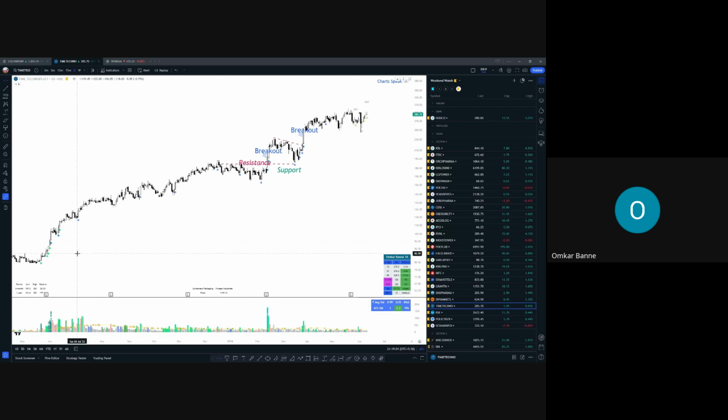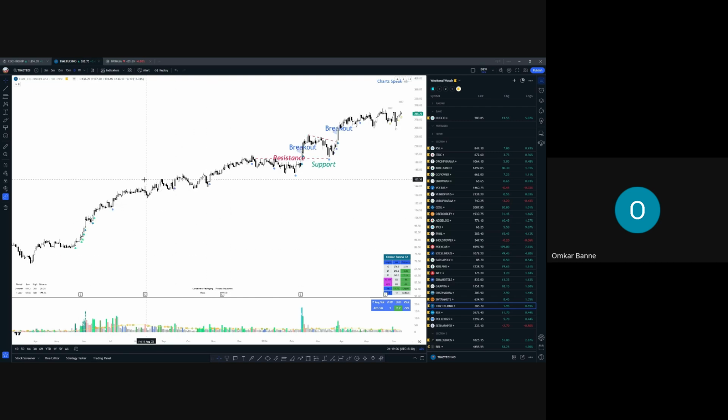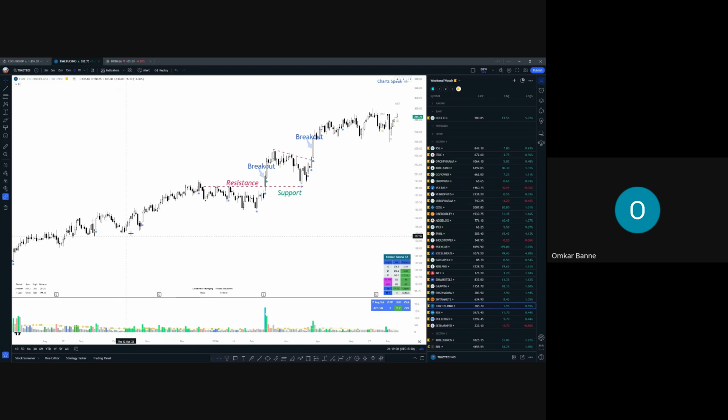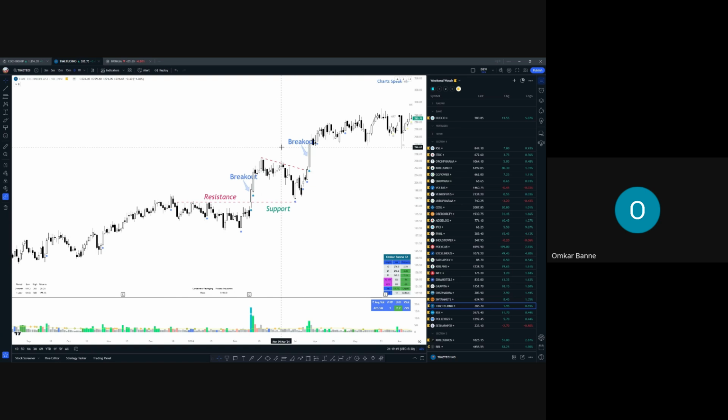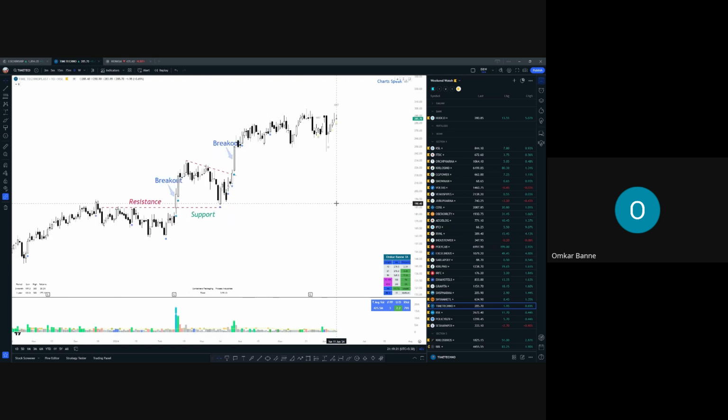Okay, so after this breakout, here again there was a consolidation, but I don't see any possible entry here. Then this was a chance to take the entry, but again the breakout came on the earnings day, so definitely we would have missed it. There is no chance. Now again it is forming some kind of setup. Let's see.